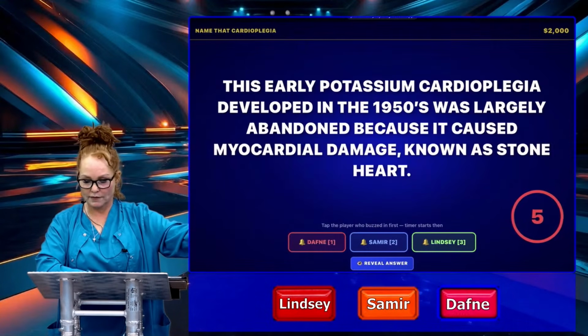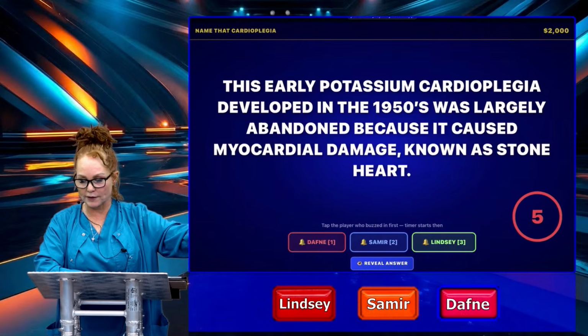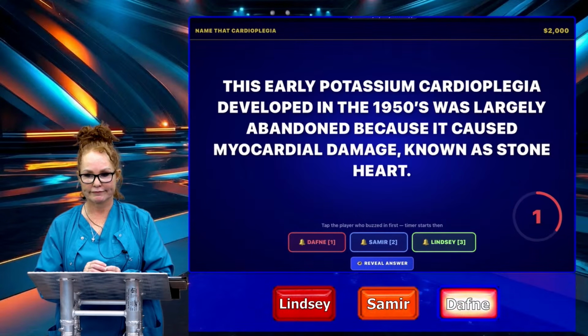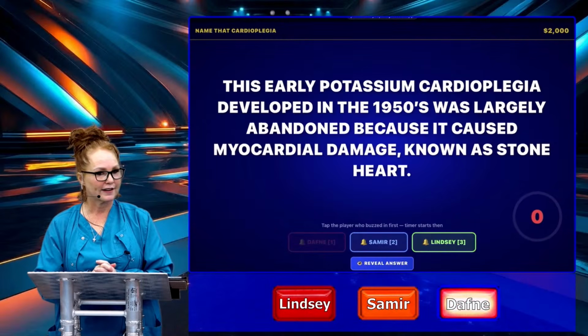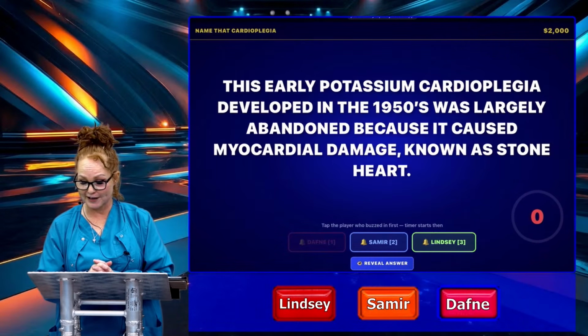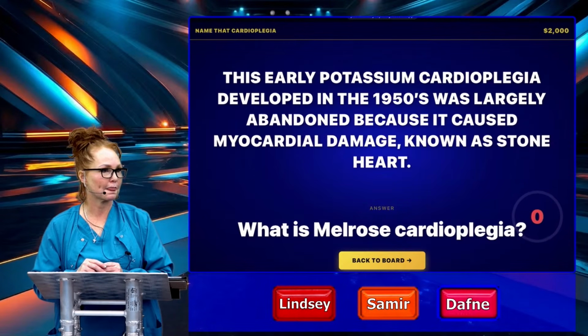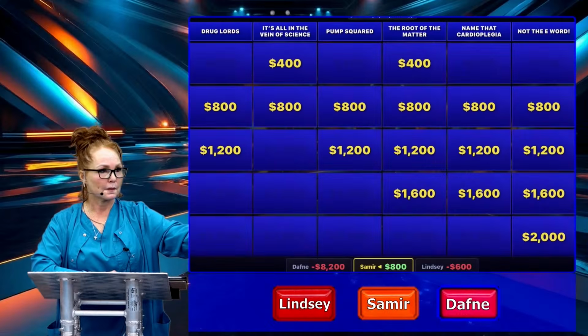Samir, name that cardioplegia for 2000. This early potassium cardioplegia developed in the 1950s was largely abandoned because it caused myocardial damage known as stone heart. Daphne, was it St. Thomas cardioplegia? No, we still use St. Thomas today. Anybody else? No. The answer is Melrose cardioplegia. Even at Guys, I've actually never heard of it. Okay, back to the board.